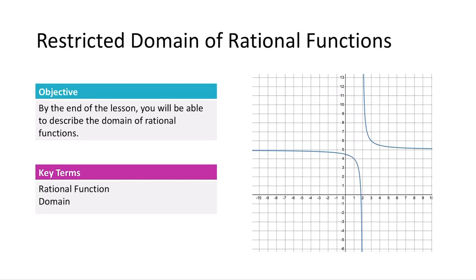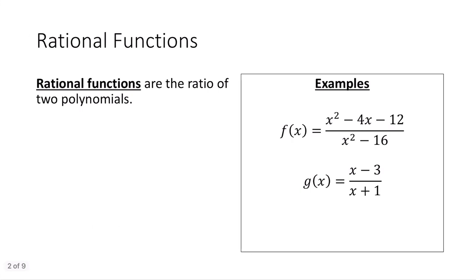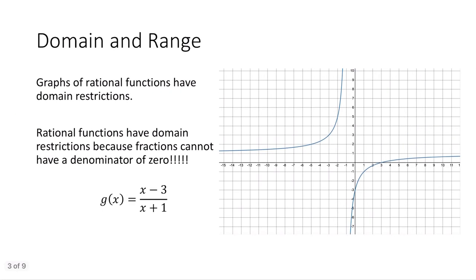So in this video, we're going to talk about how to describe the domain of rational functions. Rational functions are the ratio of two polynomials. You'll see that rational functions look like fractions, where we have an algebraic expression in the numerator and an algebraic expression in the denominator. Since we're talking about functions that are fractions, these functions will have domain restrictions. And the reason for that is because we cannot have a denominator of 0.